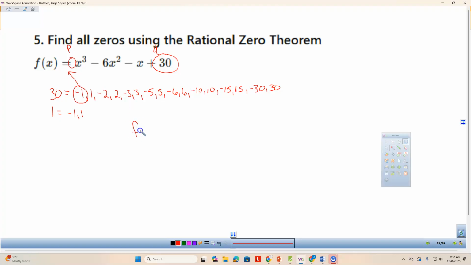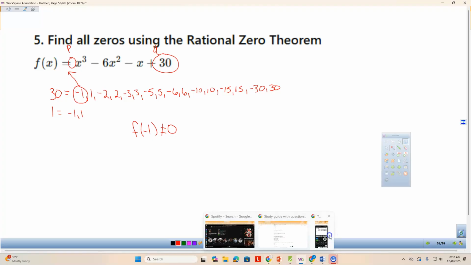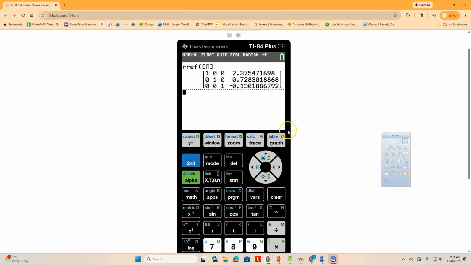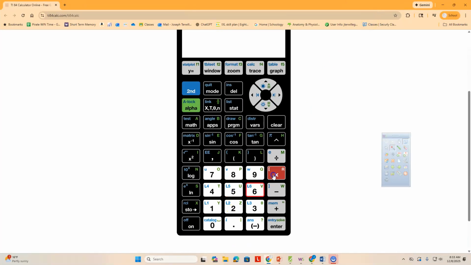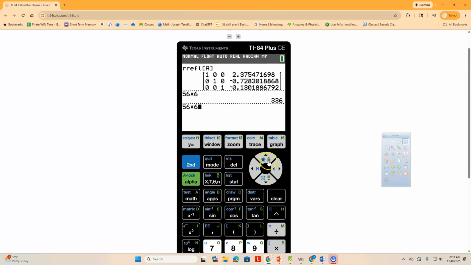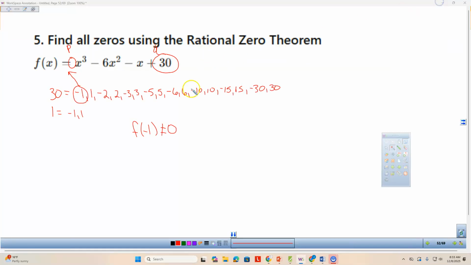Plug them in. f of negative 1 is not 0. Now remember, on your calculator, to make your life a lot easier, if you have an equation, hit the up arrow or hit second enter, and then just re-enter your x's, right? But yeah, you're just plugging them in.